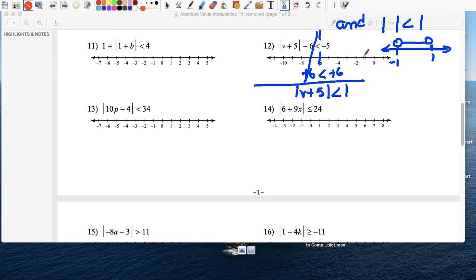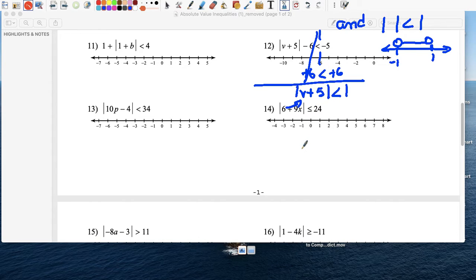So 0.99999 and under all the way to negative 0.99999999. That works. Okay, so now that we know that it's an and problem, we have to figure out what value I can give v so I can add it to 5 to get me a number that's going to be less than 1 when I take the absolute value. So that's what we're looking for.